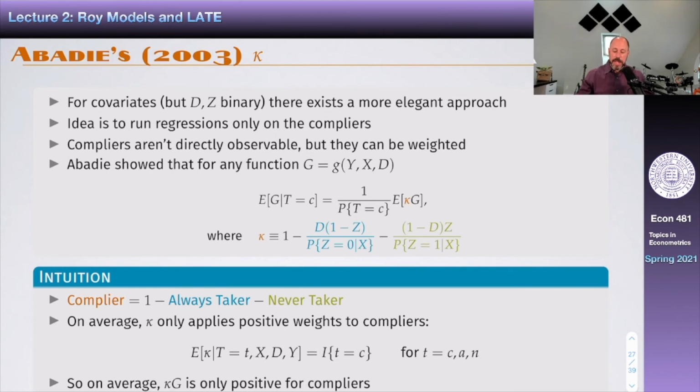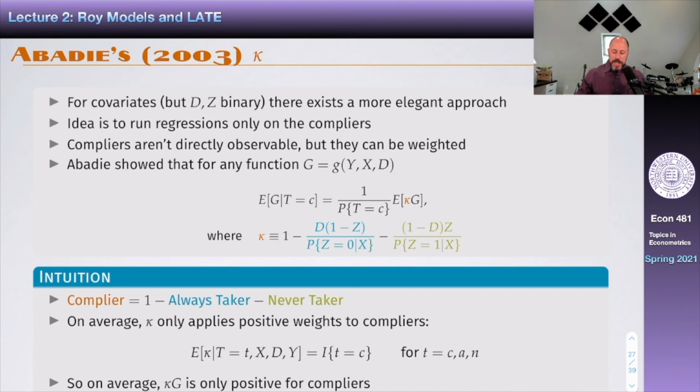So anyway, the idea here is we're going to add covariates, and we're going to stick to the case where D and Z are binary. I wrote here an elegant approach to deal with covariates that is going to make things very simple. The idea is that we're going to run regressions only on the set of compliers. Suppose that I have a compliers indicator, I can just run regressions on compliers and call it a day. The problem that makes that difficult is that compliers aren't directly observable, as we know. But Abadie found a trick where you essentially only put positive weights on the compliers. And this is the idea.